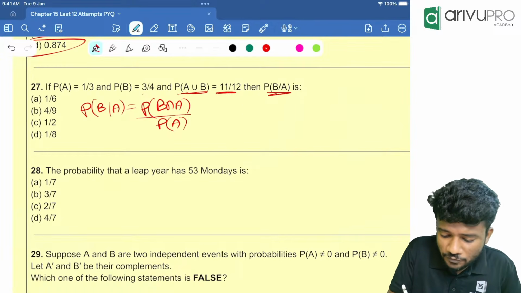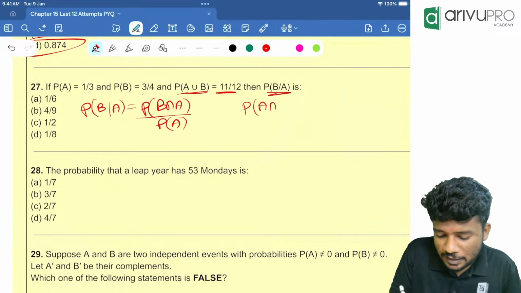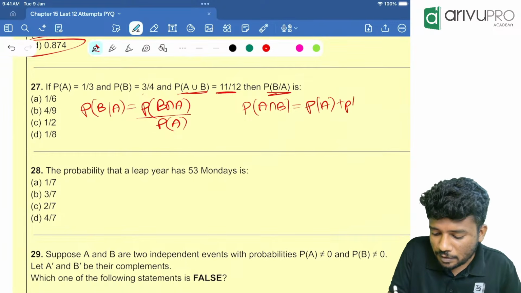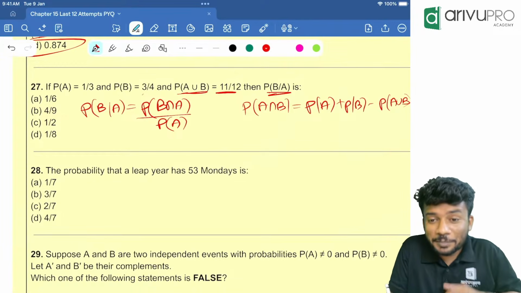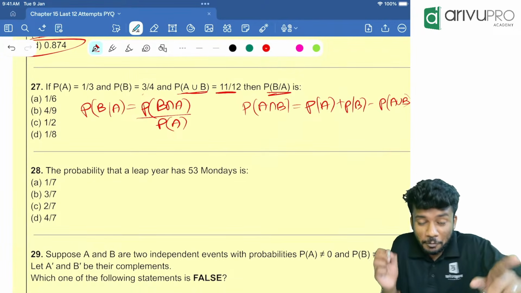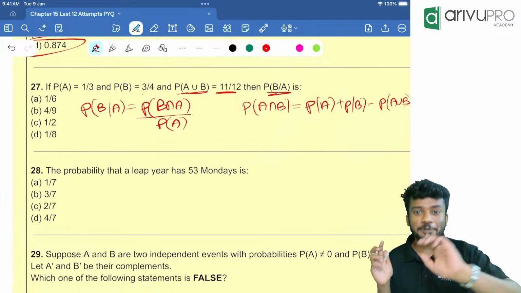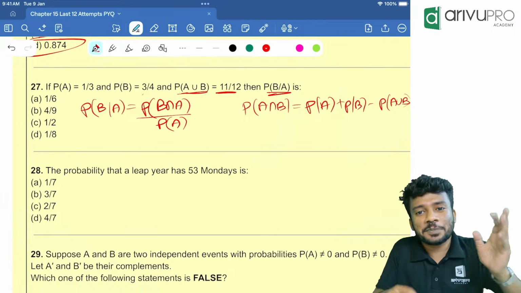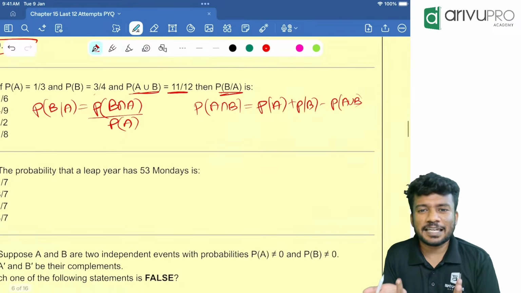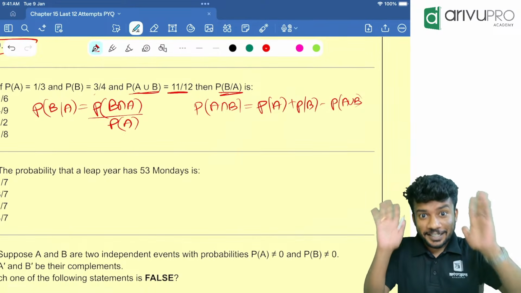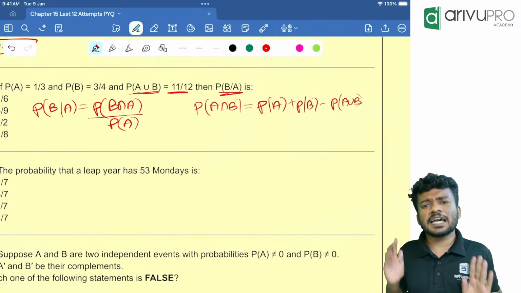So we will use the formula: P of A intersection B is nothing but P of A plus P of B minus P of A union B. Some people will be saying that it is not the formula. P of A union B is equal to P of A plus P of B minus P of A intersection B. I just rearranged it. Logically, you should study the formula. So I just rearranged that formula.